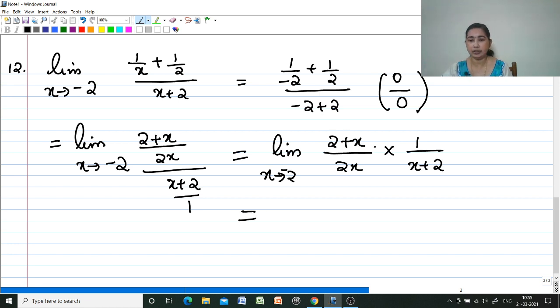Now the numerator and denominator both contain x plus 2. Cancelling those and applying the limit, what do we get? 1 by 2x, and applying the limit, 1 by 2 into minus 2, which is equal to minus 1 by 4. Okay, next one.